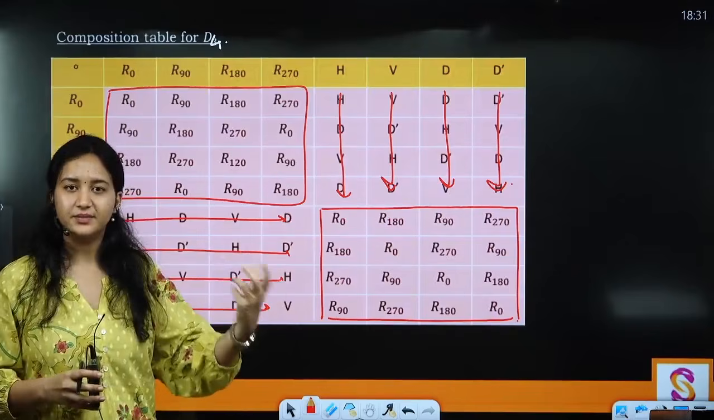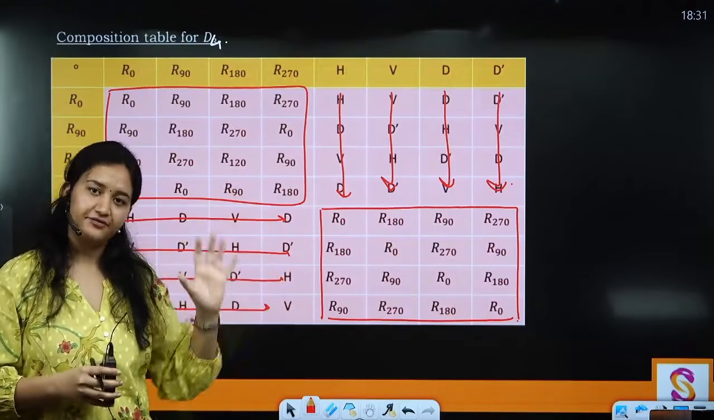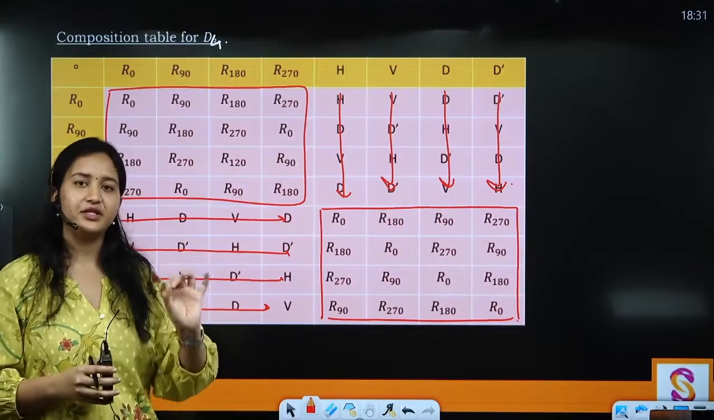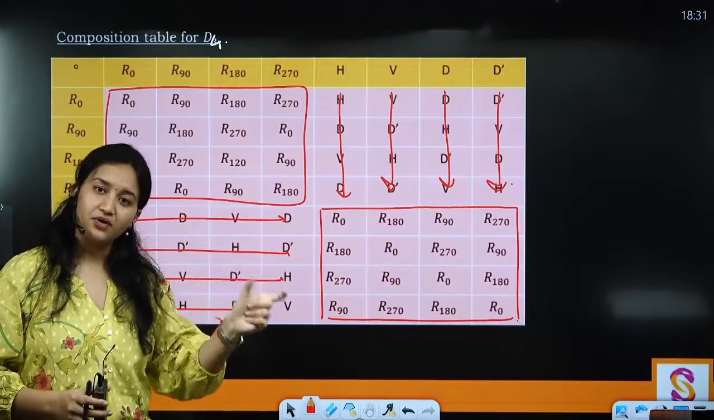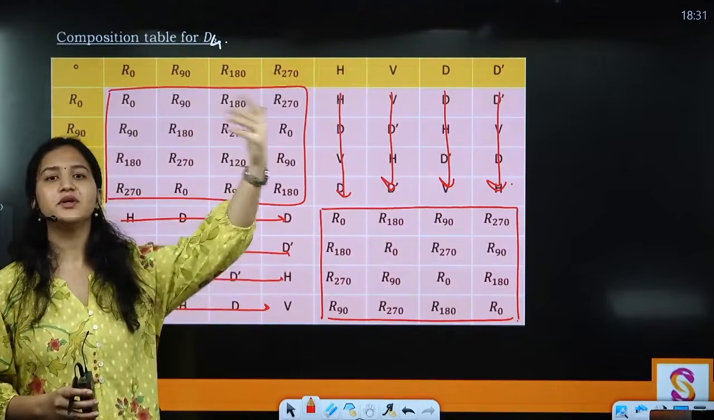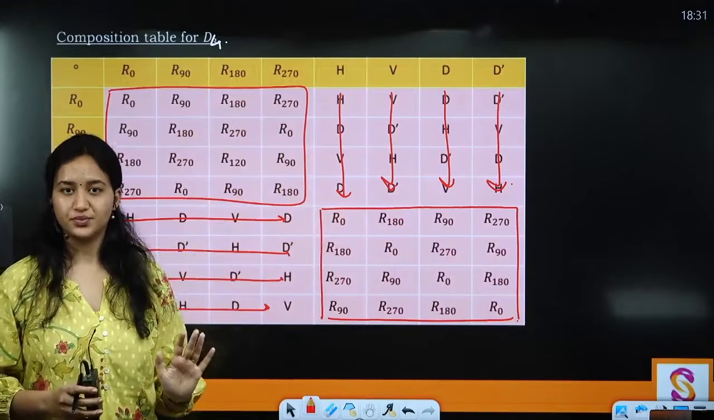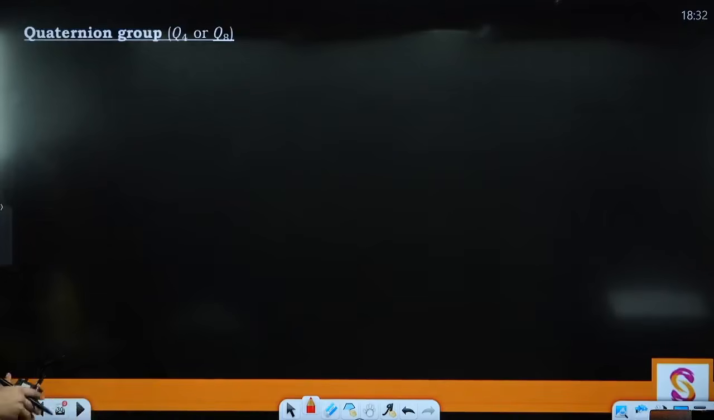So what we are doing here is getting to know the groups better. What kind of elements are there? After this we'll be studying the order of the elements. Once we are comfortable with every element's order, then we will move towards the proper proofs of the groups. Clear? All right. Now let's move over to the quaternion group.